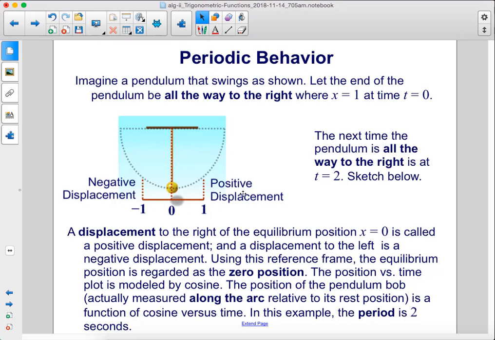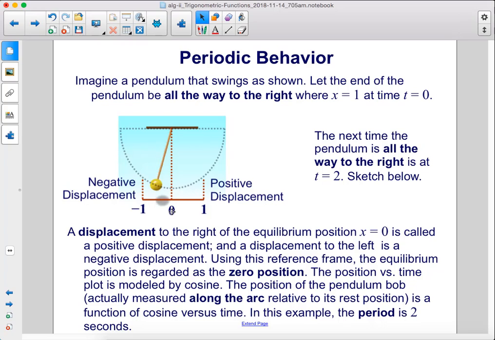A displacement to the right of the equilibrium position x equals 0 is called a positive displacement, and a displacement to the left is a negative displacement. Using this reference frame, the equilibrium position is regarded as the 0 position. The position versus time plot is modeled by cosine.